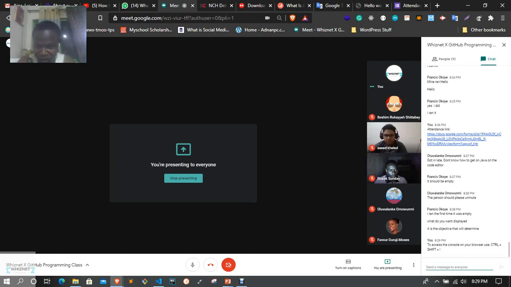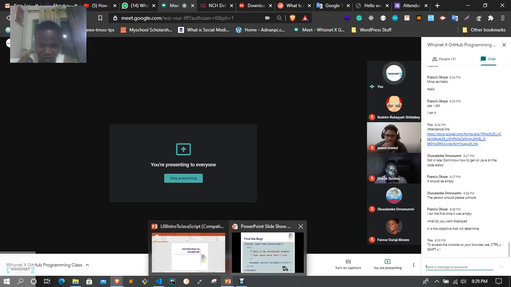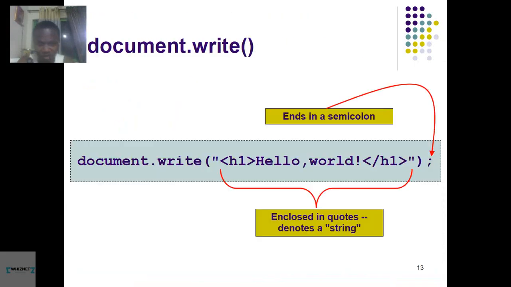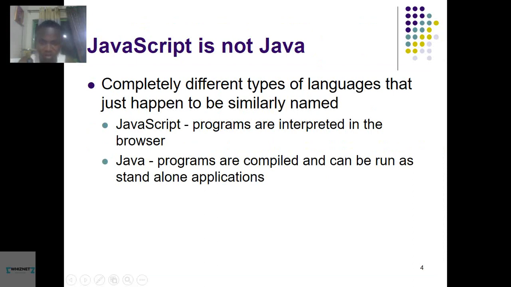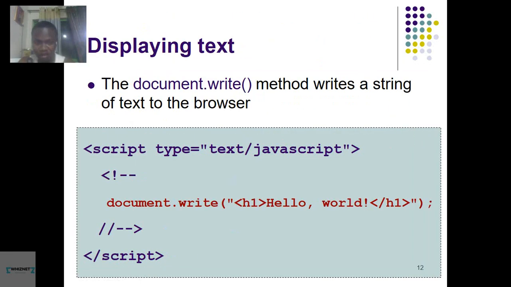So anyone presenting for us? No one has yet told me the difference. So let me do that. So now this is it. We say JavaScript is not Java, and JavaScript is a completely different type of language that just happens to be similarly named. JavaScript programs are interpreted in a browser, while Java programs are compiled and can be run as standalone programs. So do you get that now, Miss Amawumi?